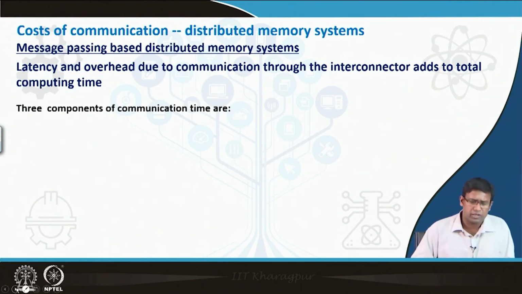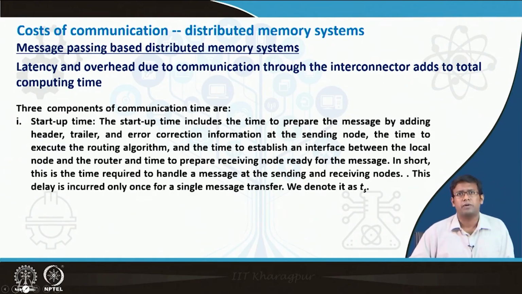There are three components of the communication time. The first one is called startup time. The startup time includes the time to prepare the message by adding header, trailer, and error correction information at the sending node, and the time to execute the routing algorithm. So first the message has to be prepared, then the routing algorithm decides which route the message will follow and where it will reach, then the time to establish an interface between the local node and the router, and the time to prepare the receiving node. The receiving node must be ready for the message. All these times added up are the time to handle a message at the sending and receiving nodes, so that the message is ready.